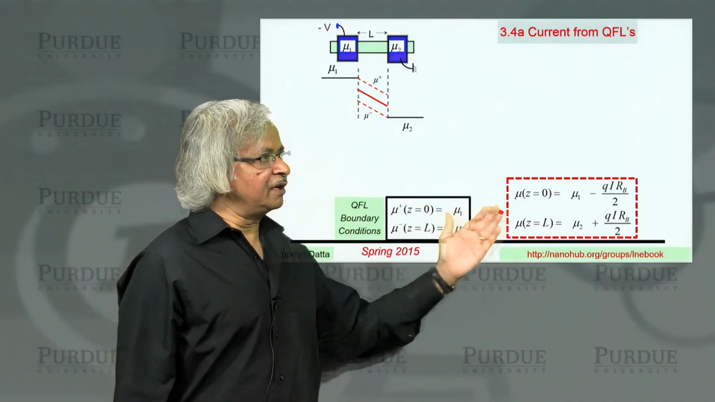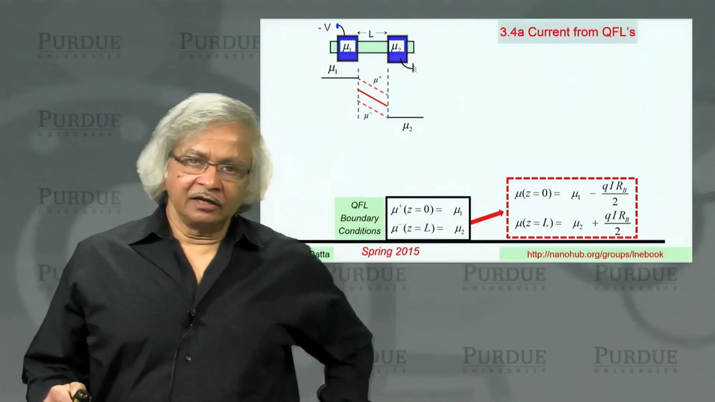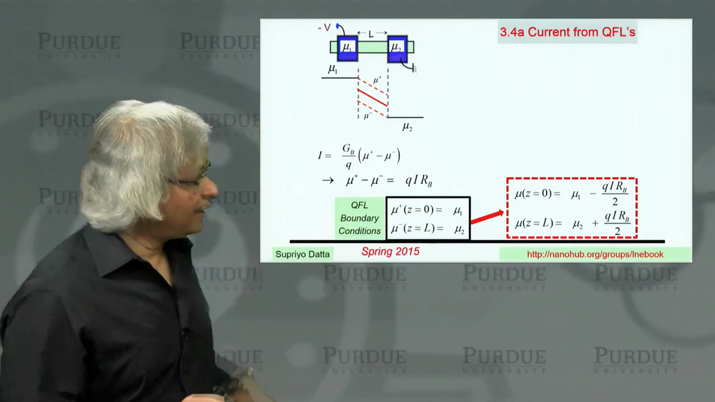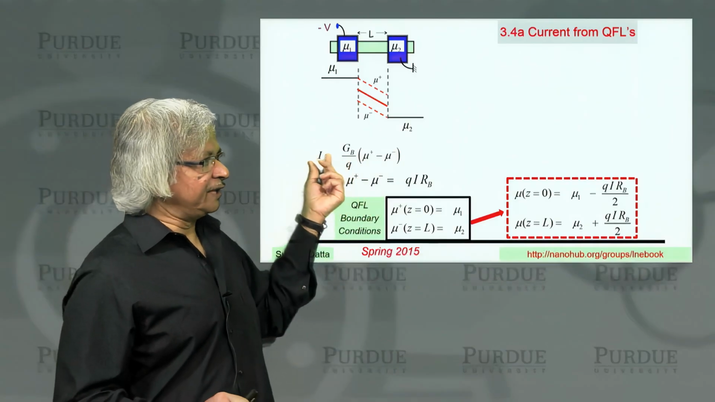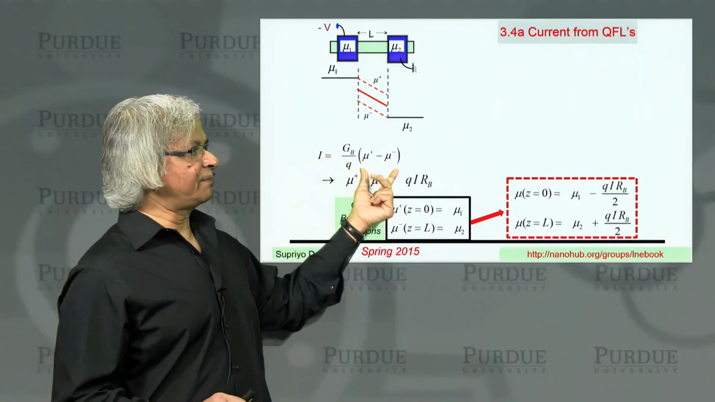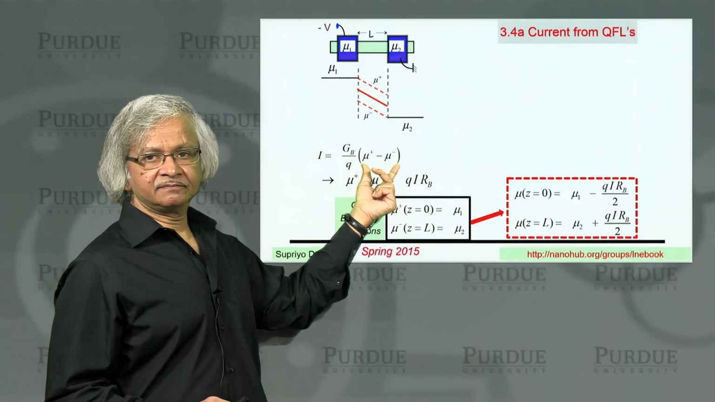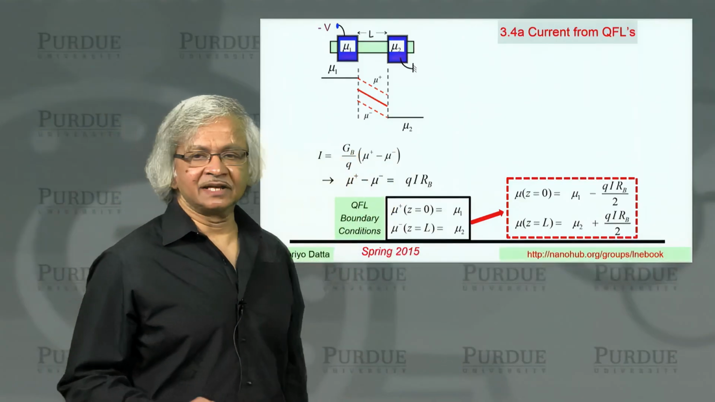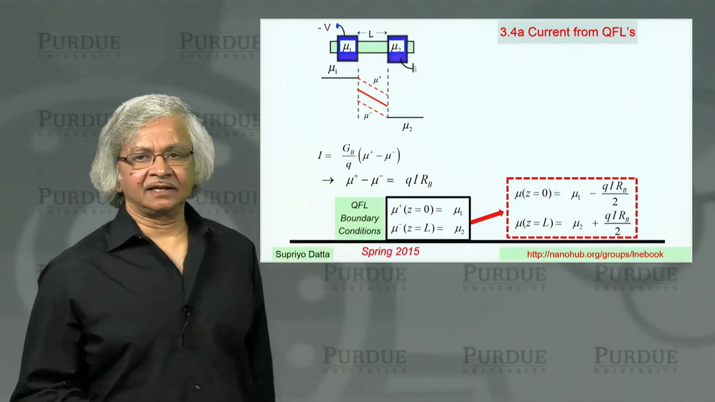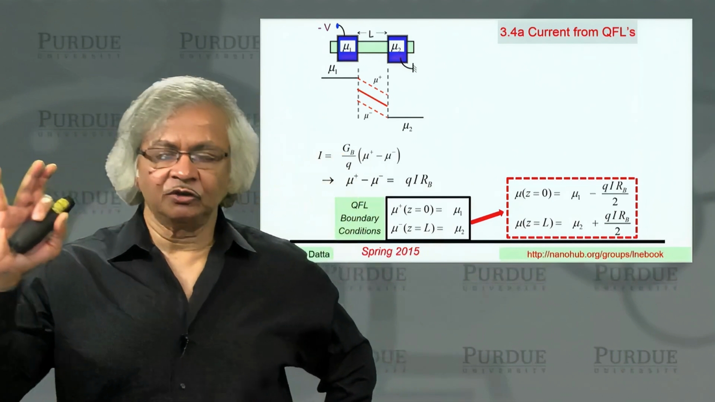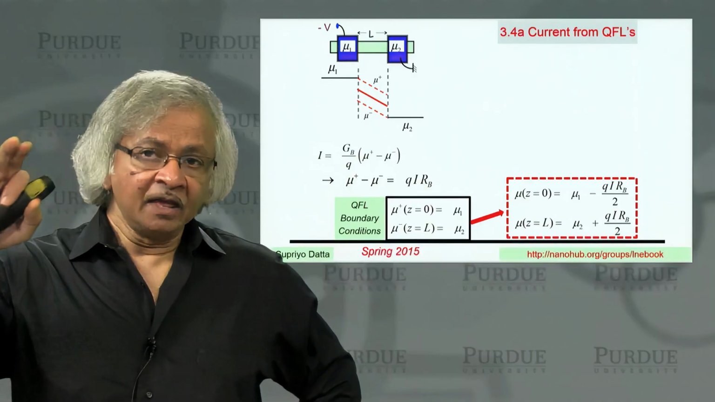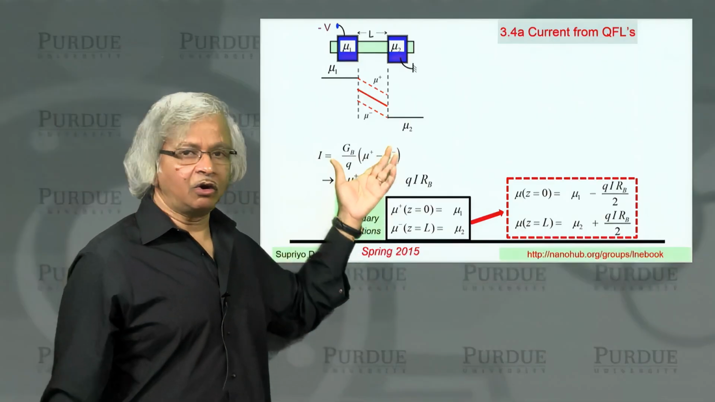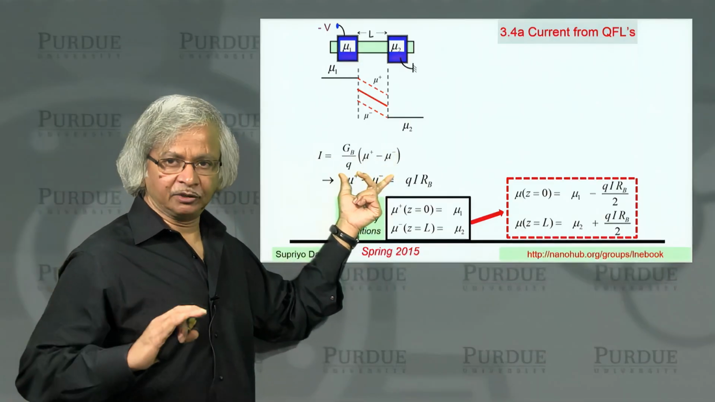Now, in order to get from here to here, we need a relationship which is very important in its own right. And that's this relation that relates the current to the separation of the quasi-Fermi levels. And there's this ballistic conductance in between. Now, often there's some misunderstanding because when you see the ballistic conductance, you think, oh, this only applies to ballistic transport. But not really. This is a general relation that applies to ballistic or diffusive transport. And we'll come back to it later.